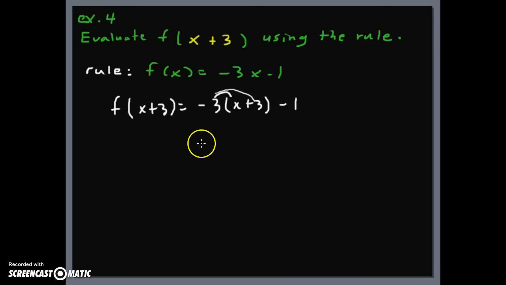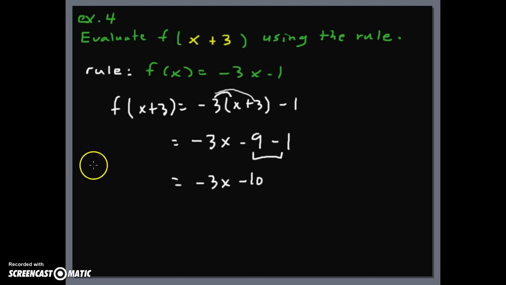Let's go ahead and distribute. We get negative 3x minus 9 minus 1. And we can go ahead and simplify these two numbers to one number. Negative 9 minus 1 is a negative 10. And that is the furthest we can simplify it down. So we can say that f of x plus 3 equals negative 3x minus 10, where this is the input and this is the output.